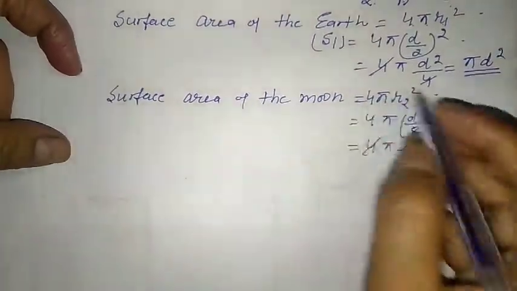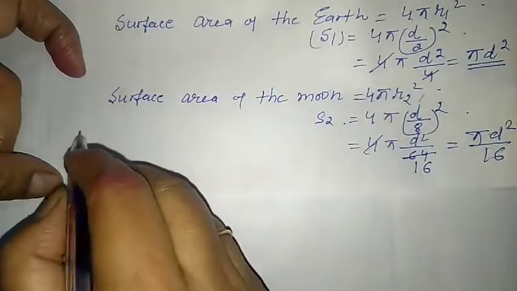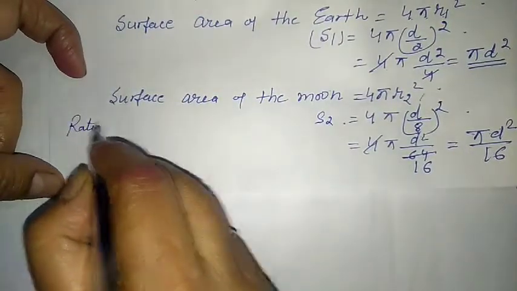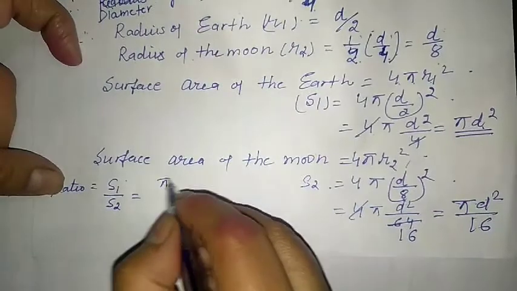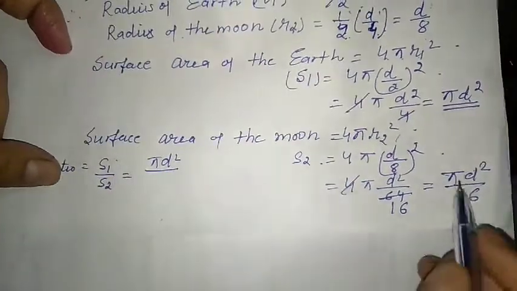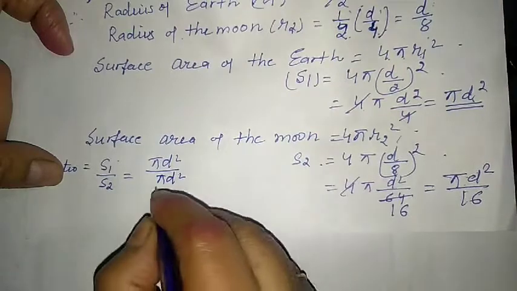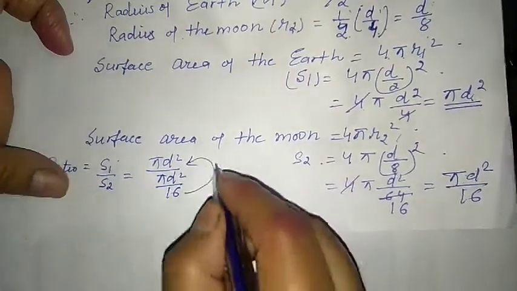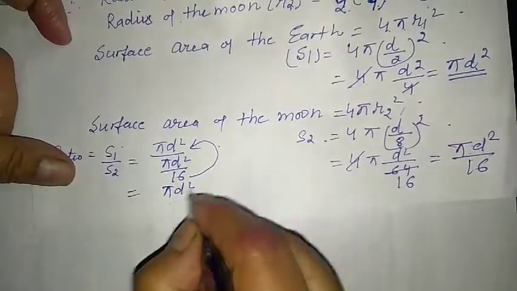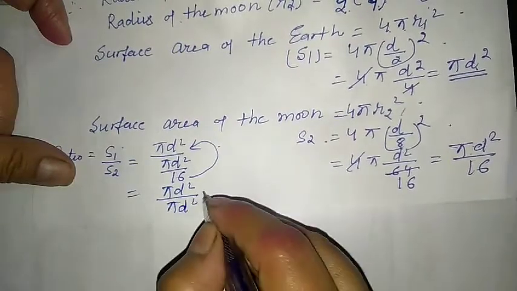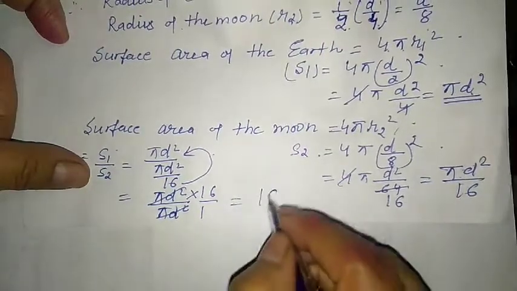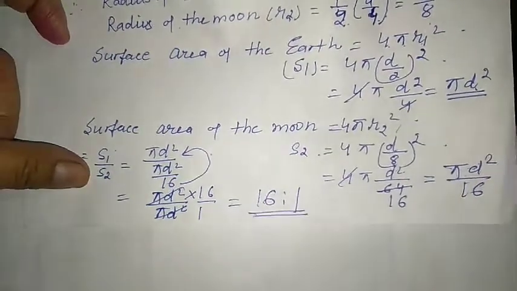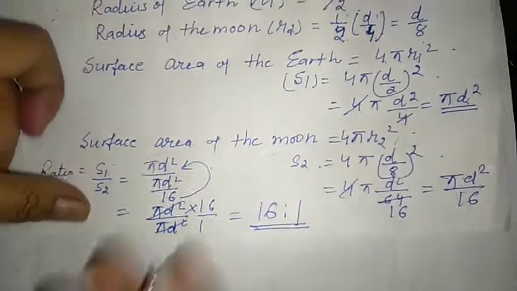Suppose this was S2. So we will find here the ratio, S1 upon S2. S1 we are having pi d square, S2 we are having pi d square upon 16. So this 16 will come here in the numerator. So pi d square into 16 upon pi d square. This can be cut. So here we have 1. So the answer will be 16:1. This is the ratio here.